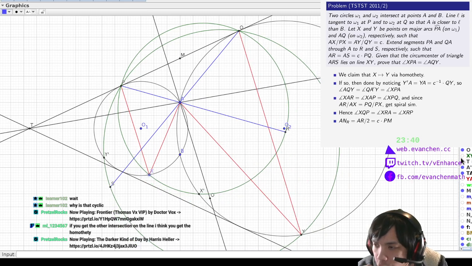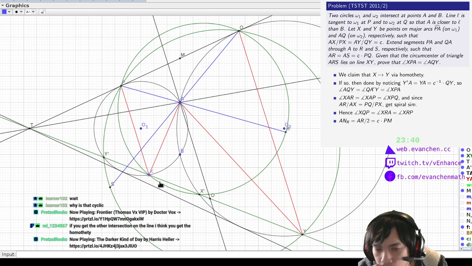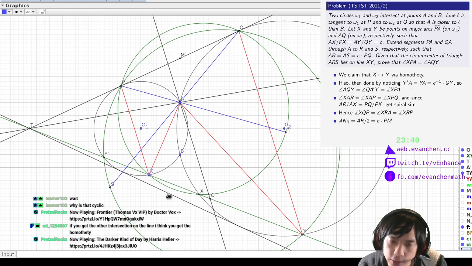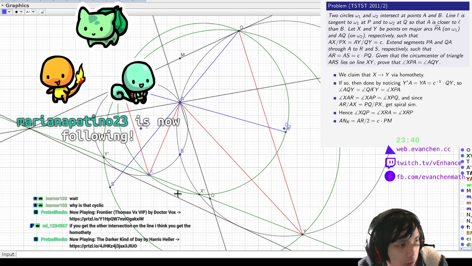Maybe I try to do a phantom point argument. So if I have all this information, let's take the case where, can I show in this picture that OR equals OS? What can I do with a phantom? Thank you, Marianne Patino 23 for the follow.